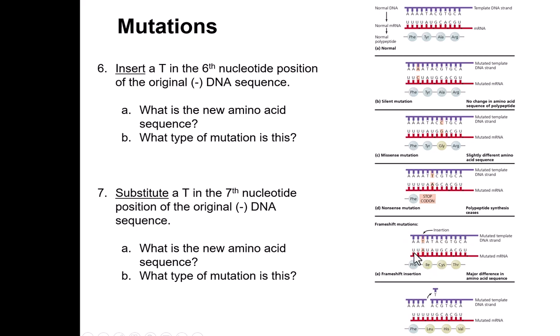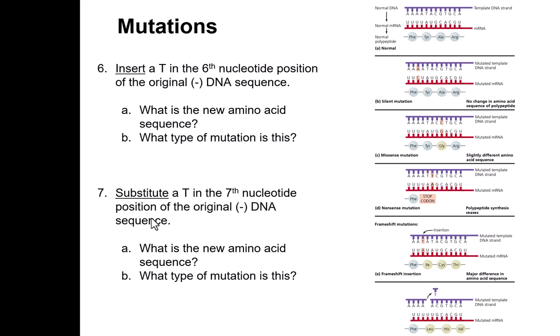So inserting means adding, really. You are adding a nucleotide. And if you're adding it into the 6th position, that means everything that was in the 6th position and onward gets shifted. Whereas in number 7, it's asking you to substitute a T in the 7th nucleotide position. That means swap out. Whatever was in that 7th position, put a T in there instead. So there's a difference between inserting and substituting.